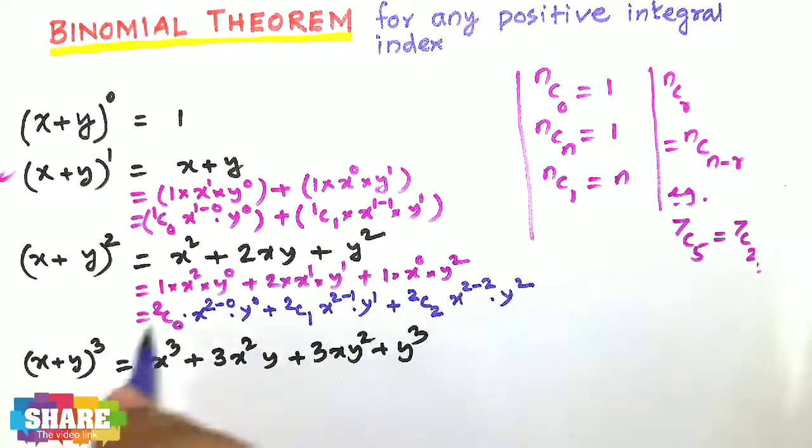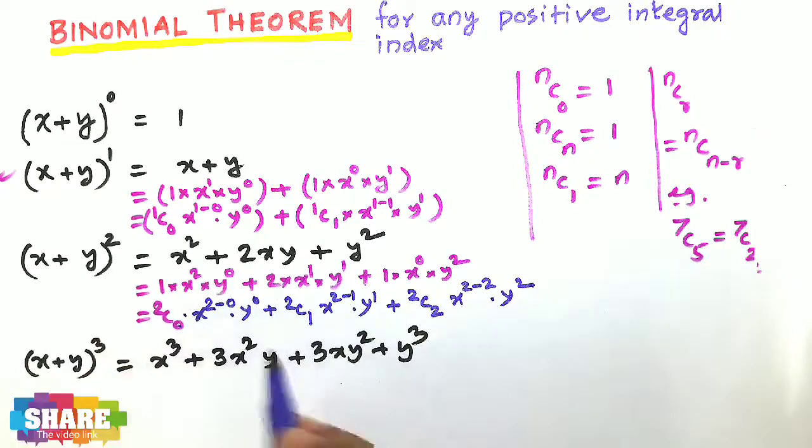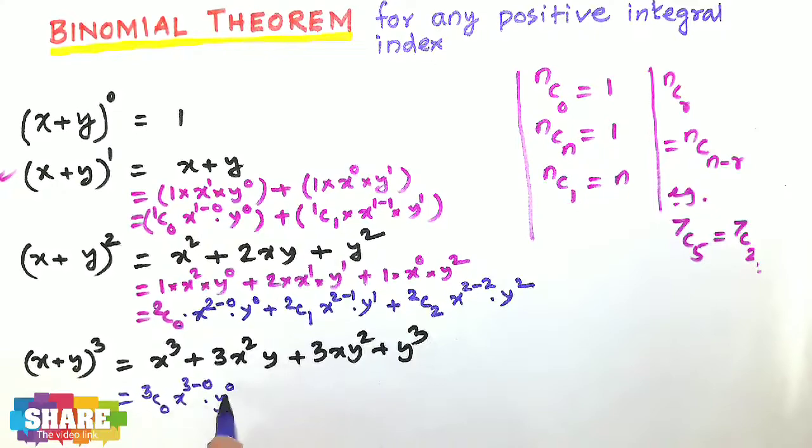So this is the form of (x plus y) whole square. This is the source form actually. Similarly, we can write x cube plus 3x square y plus 3xy square plus y cube in the same manner. This index is 3. This is also a positive integral index. So you write 3C0. The first term will start with 0. 3C0 x to the power 3 minus 0 into y to the power 0.